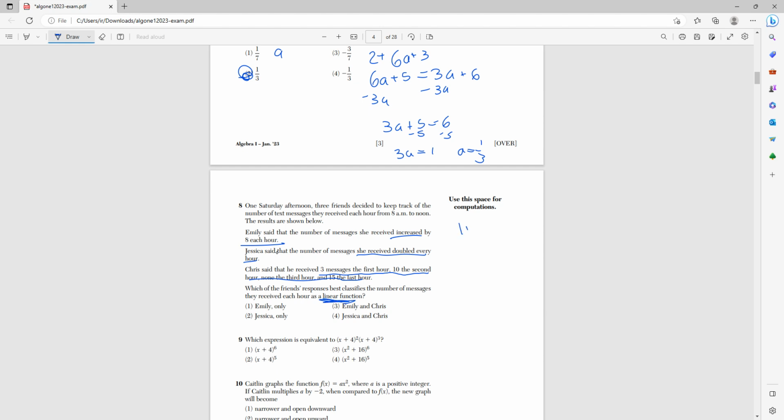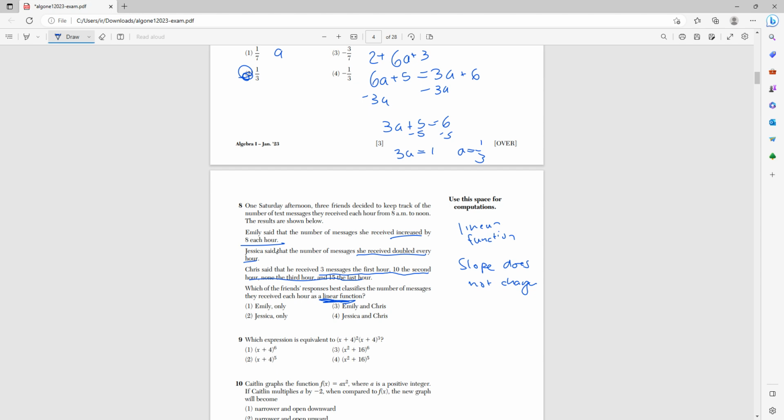Remember that in a linear function, the slope does not change. In other words, the thing that the function is increasing by, or the rate, is staying the same. It's staying the same number throughout, right?